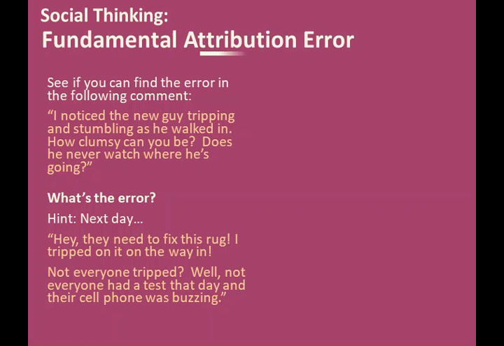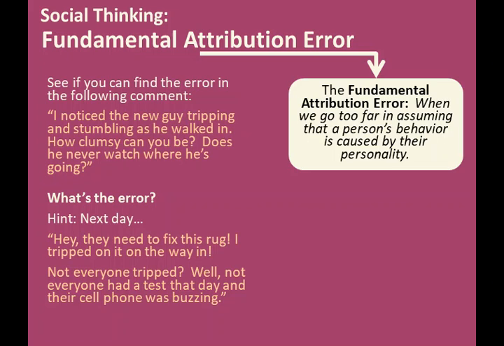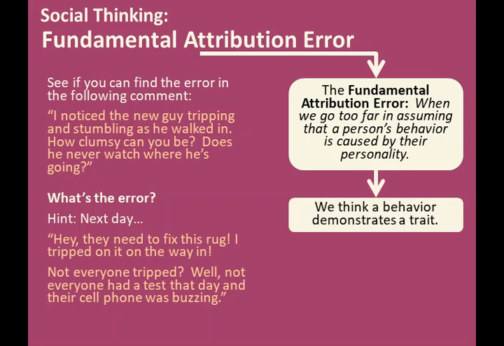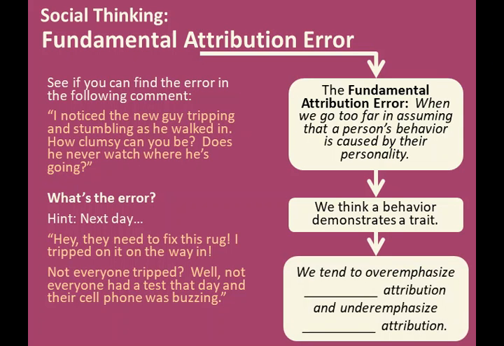So let's look at what we mean by this fundamental attribution error. The fundamental attribution error, when we go too far in assuming that a person's behavior is caused by their personality. It is the person's fault for their behavior. Their personal traits cause the behavior that we see. We tend to go too far in assuming that in Western cultures. We think behavior demonstrates a trait. We tend to emphasize the situational attribution less than the personal one. So we tend to overemphasize the dispositional attribution and underemphasize the situational attribution. That is our problem, and that is our FAE, or our fundamental attribution error.